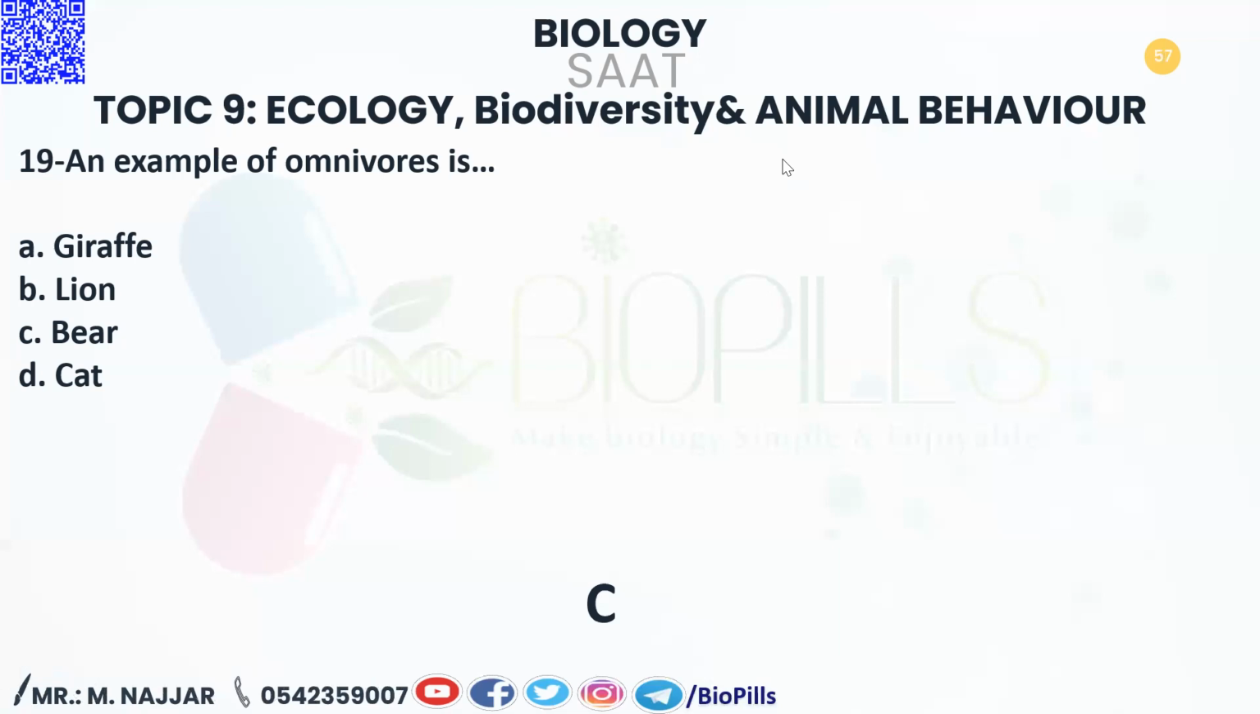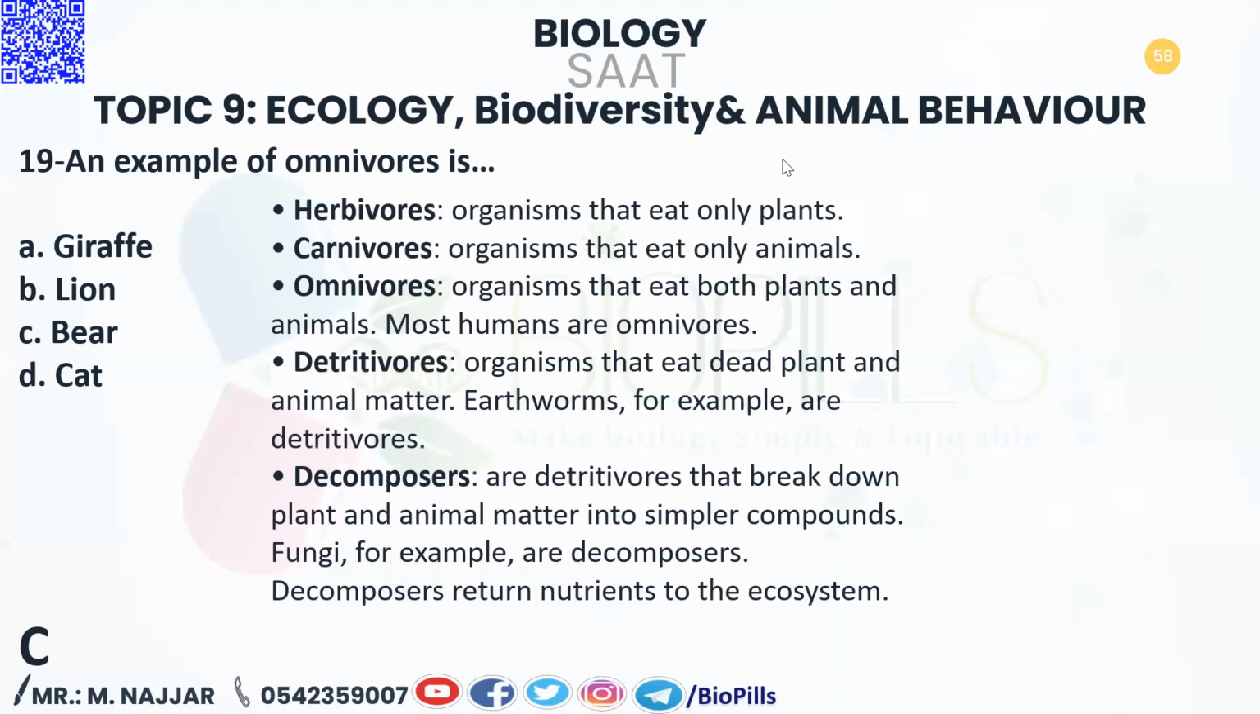Even if I extend it a little bit to differentiate all of them, from scratch, I'm going to say that herbivores are organisms that eat only plants, carnivores, organisms that eat only animals, omnivores, organisms that eat both plants and animals. Most humans are omnivores. Raccoon is omnivore. Bear is omnivore. Detritivores are organisms that eat dead organic matter. Earthworm, for example, is considered a detritivore.